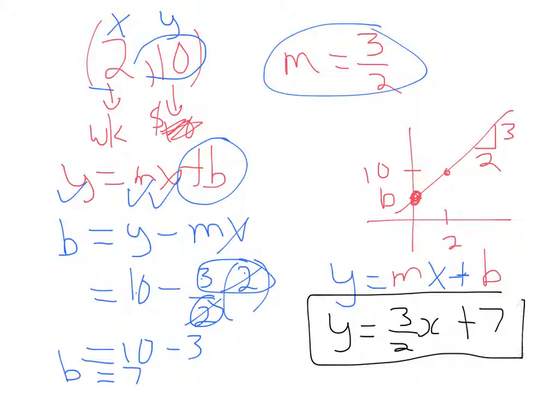So what does that mean? That I had a piggy bank that started with $7 in it, and I added $3 every 2 weeks, which is the same thing as $1.50 per week. Okay, and that's my equation of the line.